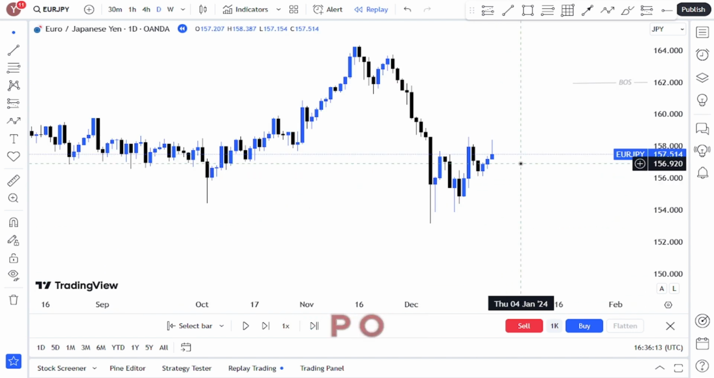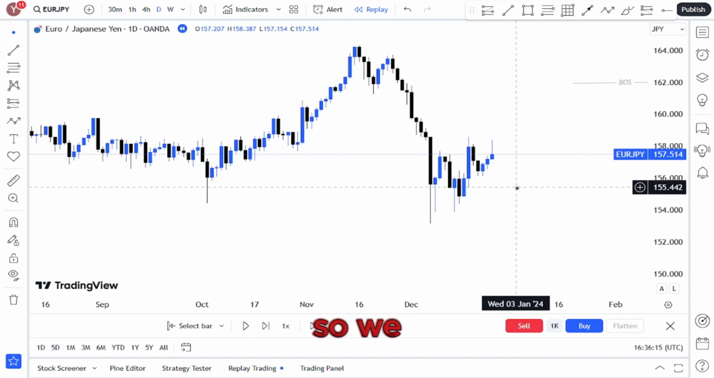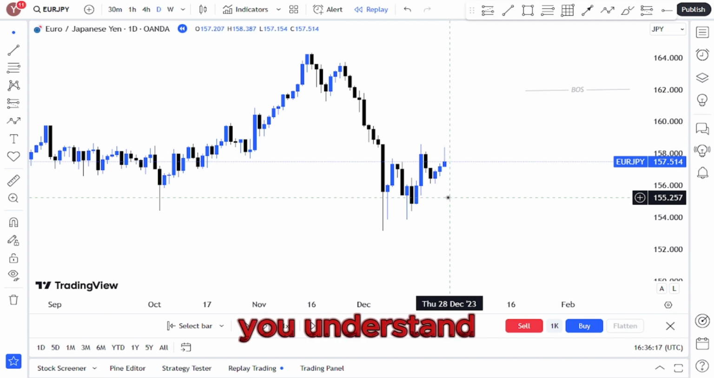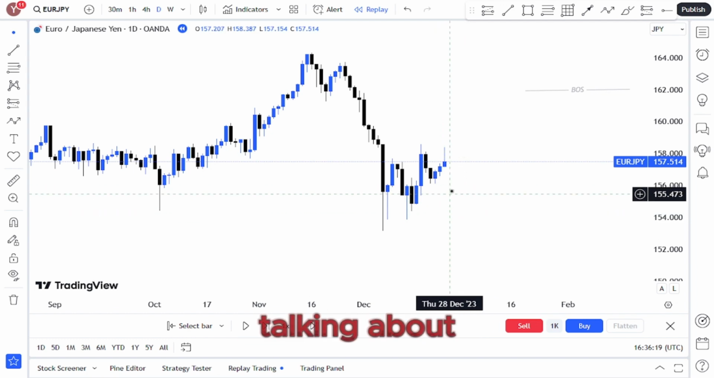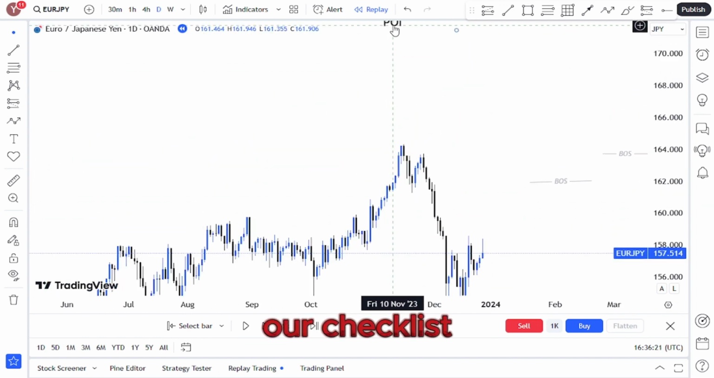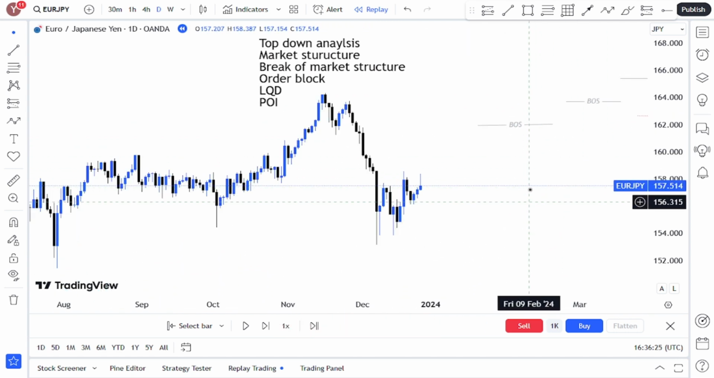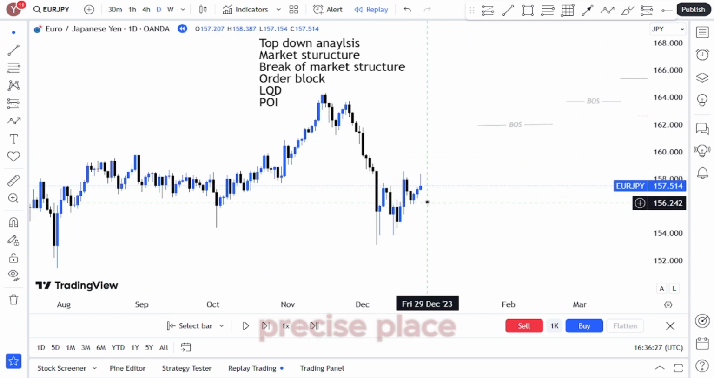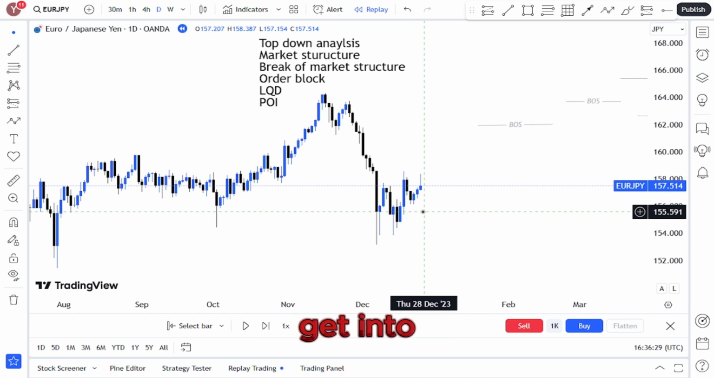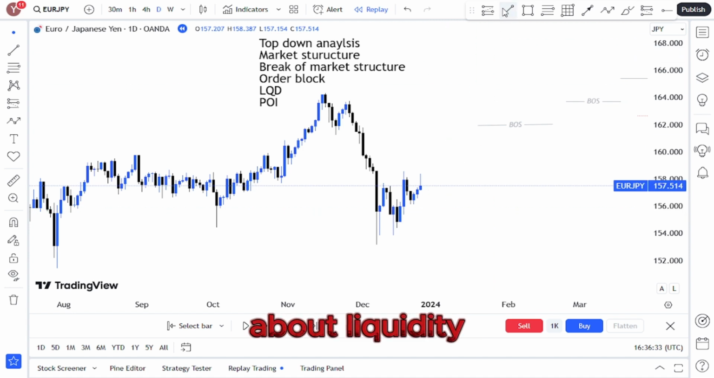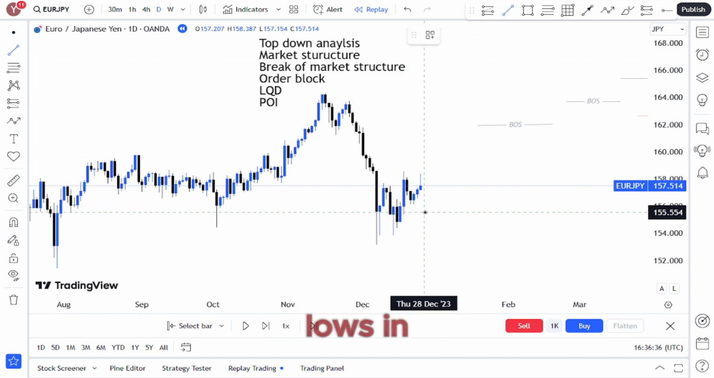Talking about the POI, I just got the chart back so we can replay it so you understand this in detail. Okay, so talking about POI, where is our checklist? This is it. Your point of interest should be a defined and precise place for you to get into the market so you don't get liquidated. Remember what we talked about liquidity. Liquidity sits at each high and low in the market.